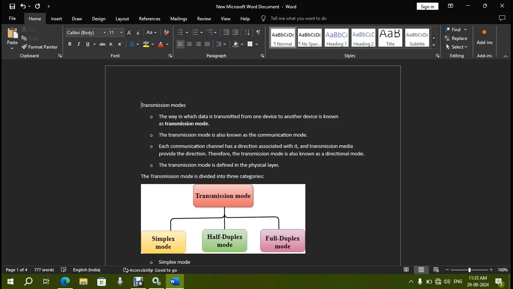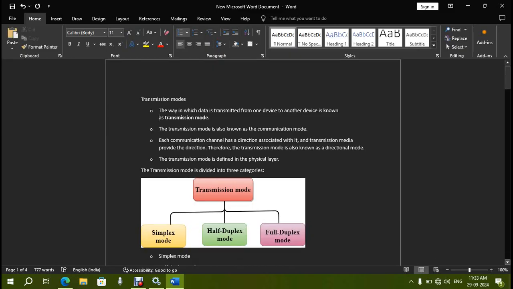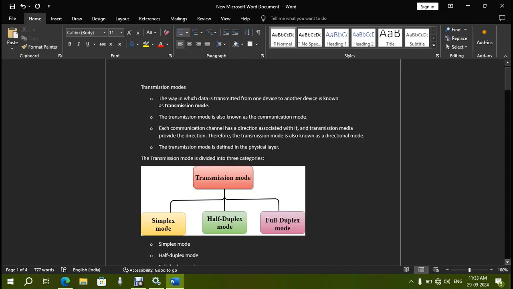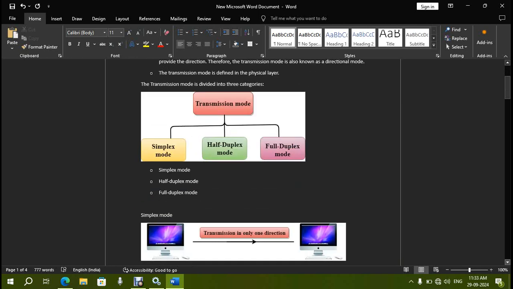The transmission mode is divided into two categories, actually three categories but two main ones. The first is simplex and the second is duplex. There are two types of duplex, half duplex and full duplex. Simplex is one directional and duplex is two directional. So we check what is simplex, what is half duplex and what is full duplex. First, what is simplex?